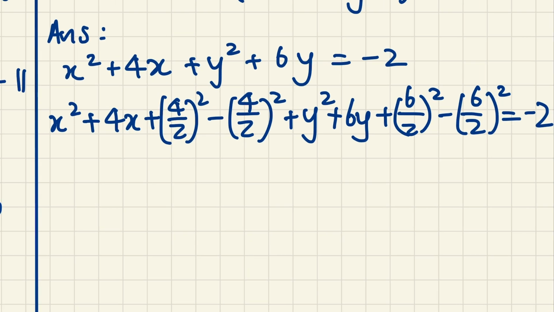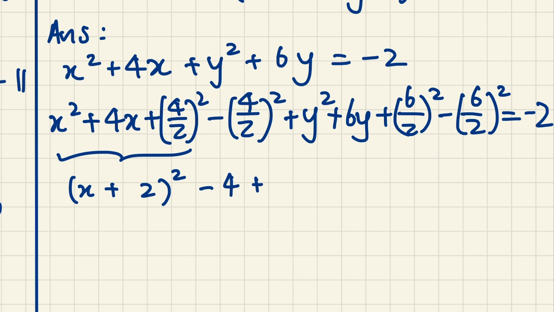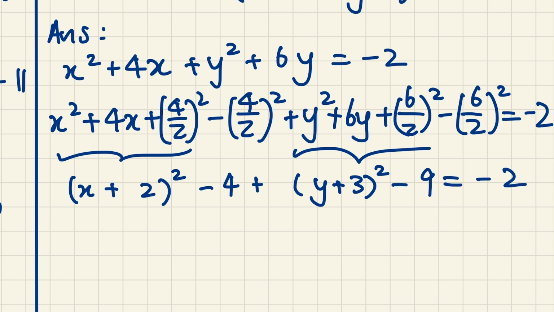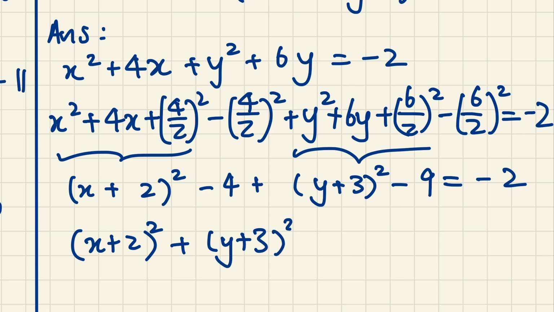Since this is not a lesson on completing the square, I'm not going to elaborate on the technique of it. Next, what I will have here is (x + 2) squared minus 2 squared, which is 4, plus (y + 3) squared minus 3 squared, which is 9, equals -2. And then next, I will have (x + 2) squared plus (y + 3) squared, and when I add 4 and 9 on both sides, I get -2 plus 9 plus 4, which is 11.